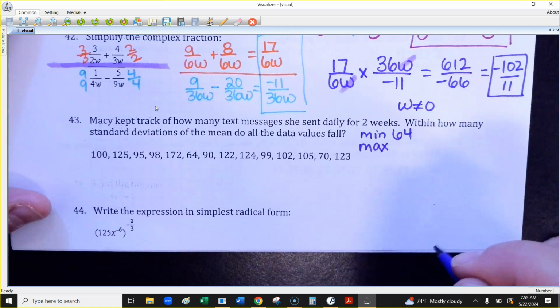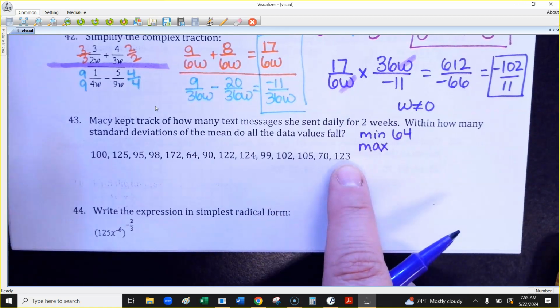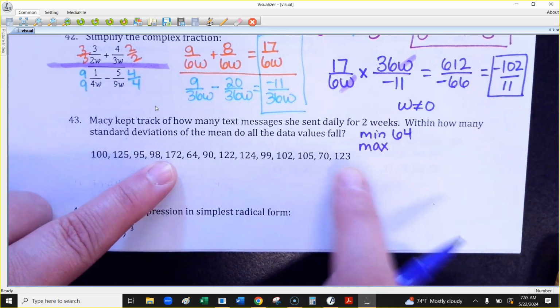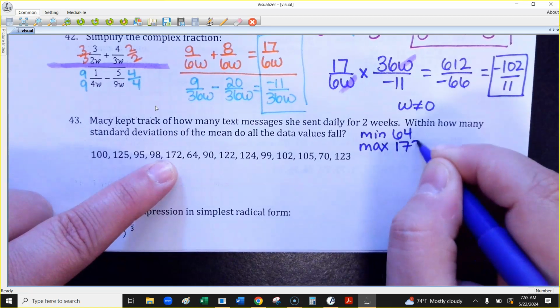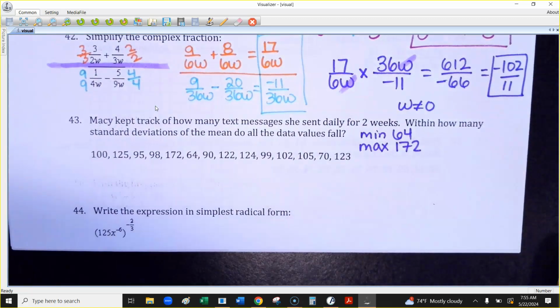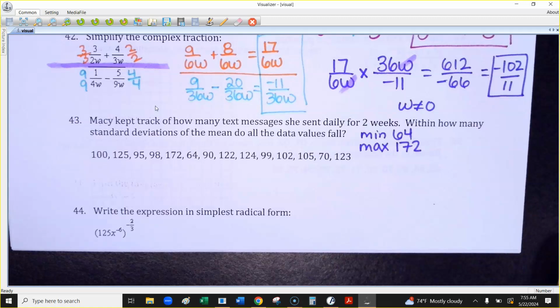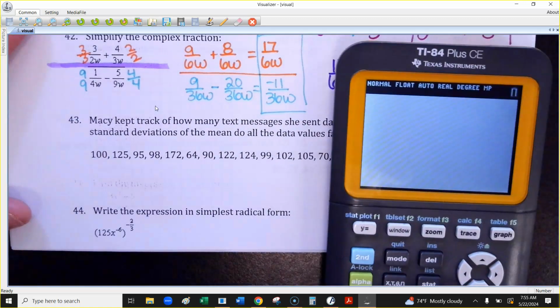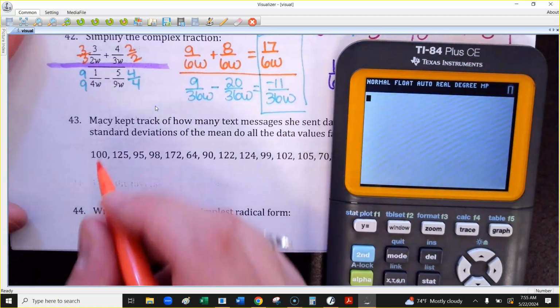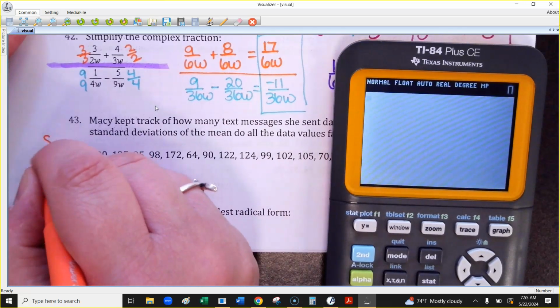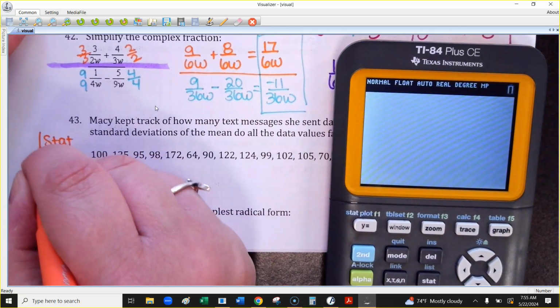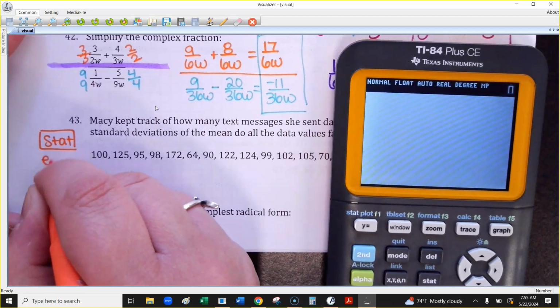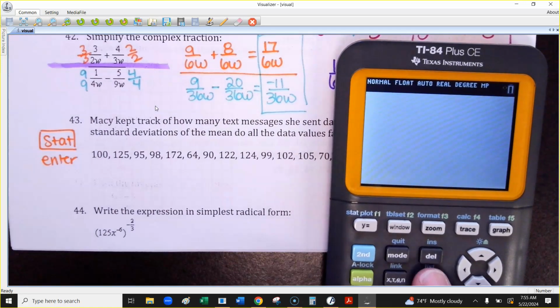And the biggest number, I got a 172. Okay, so we have to cover all the data values, figure out how many standard deviations. So if you forget how to do this, I might jot this down. I'm just going to come over here in this space. I'm going to hit stat, and I'm going to hit enter.